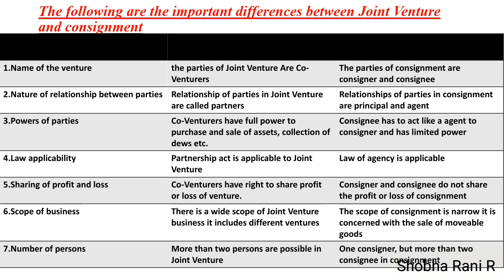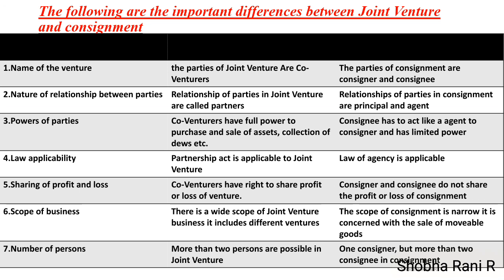The following are the important differences between joint venture and consignment. The parties of joint venture are co-venturers. The parties of consignment are consignor and consignee. The relationship of parties in joint venture is that of partners. The relationship of parties in consignment is principal and agent. Co-venturers have full power to purchase and sell assets, collect dues, etc. Consignee has to act like an agent to consignor and has limited power.